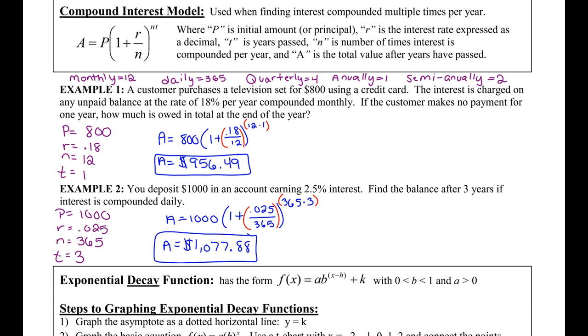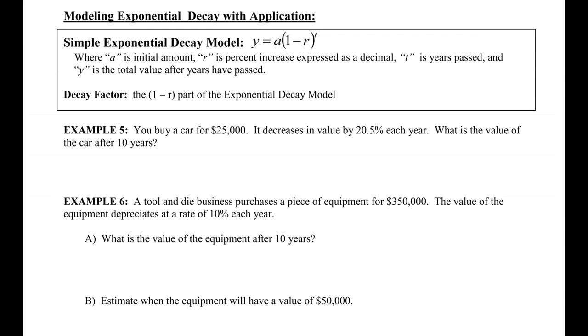We are going to look at the steps for graphing exponential decay functions in class. For modeling exponential decay with applications, we are going to be using this simple exponential decay model. Y equals A times the quantity of 1 minus R raised to the power of T, where A is your initial amount, R is the percent decrease expressed as a decimal, and T is the years passed, where Y is going to be your total value after the years have passed. 1 minus R is your decay factor in this model.